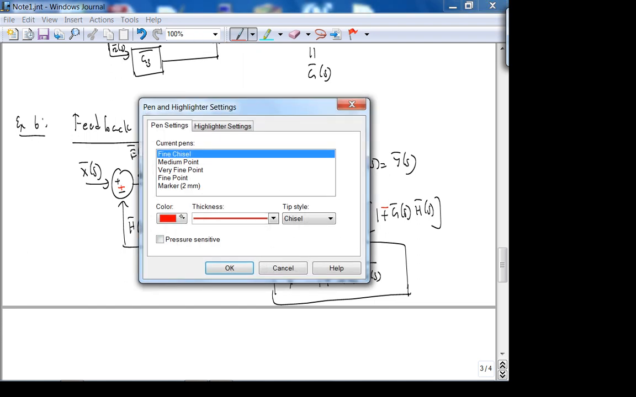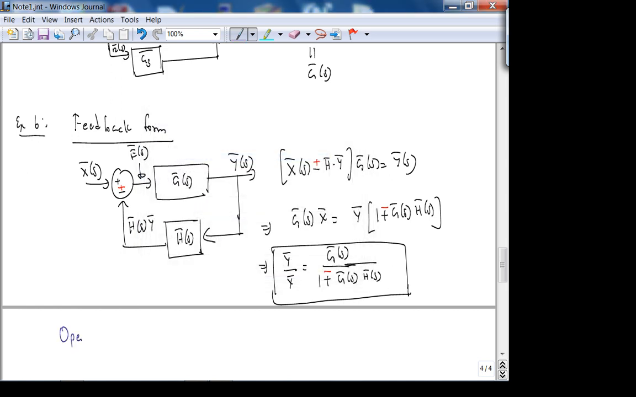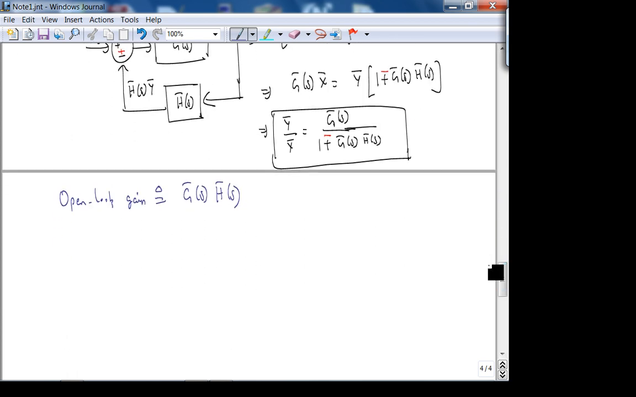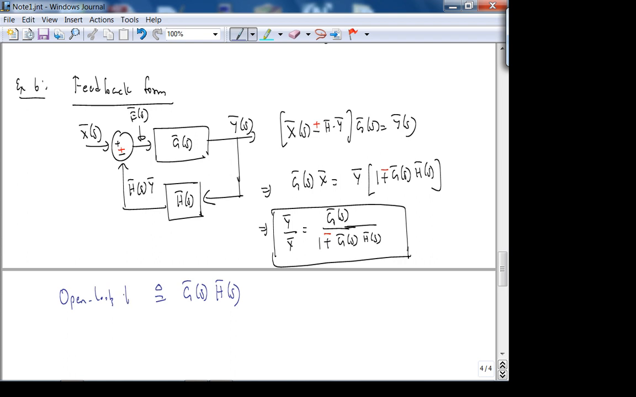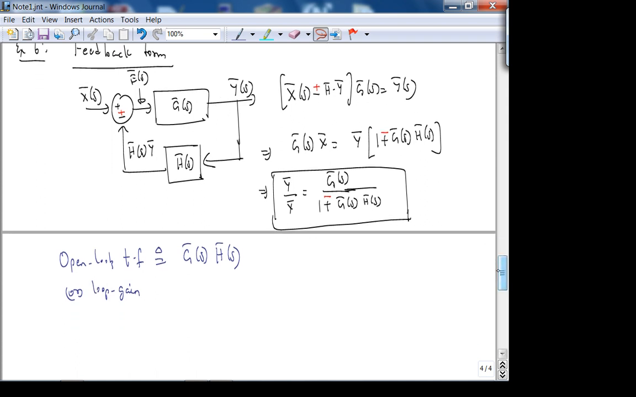So let me use a different color on this, because your book defines the open loop gain, so you break the loop here, okay? So he defines it as G of S times H of S. I believe so. Let me make sure of that. Yep. He calls it open loop transfer function or loop gain. Okay, the loop gain I like, because that's the gain when you go around the loop, but you break the feedback. So I'll say loop gain from now. Okay, any questions so far? This is all pretty straightforward.